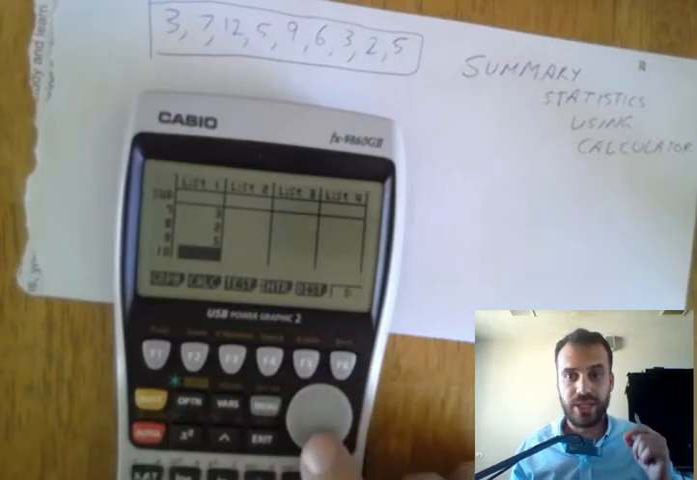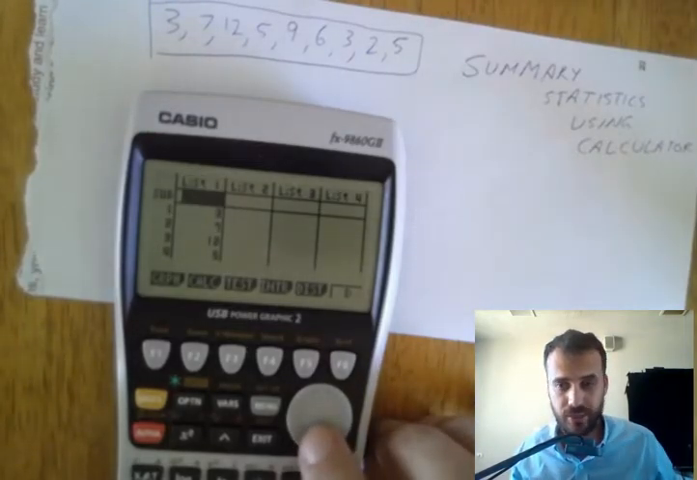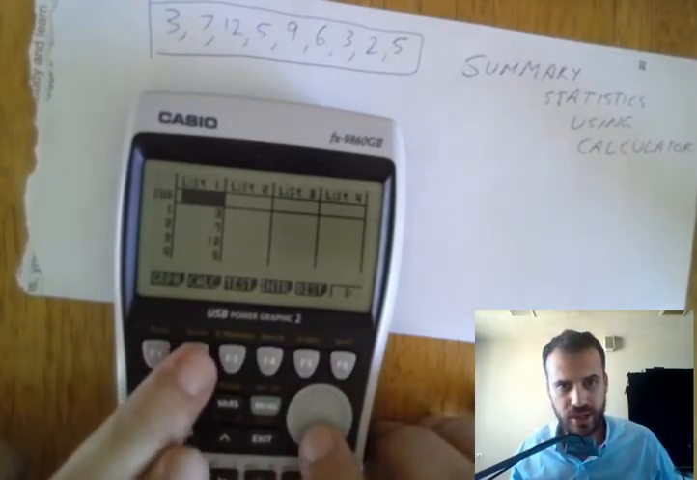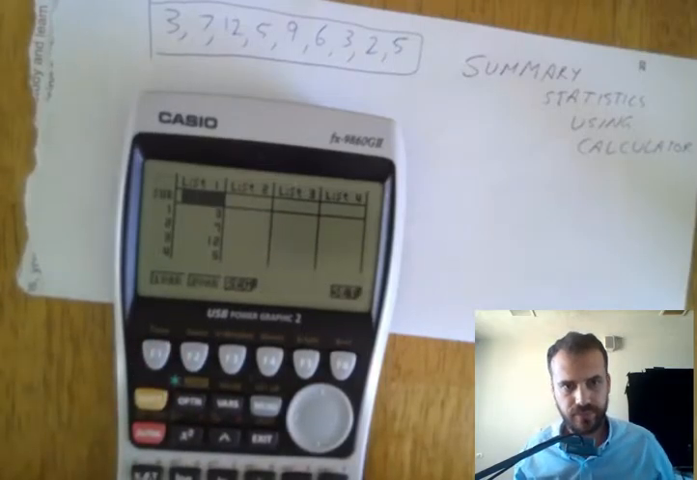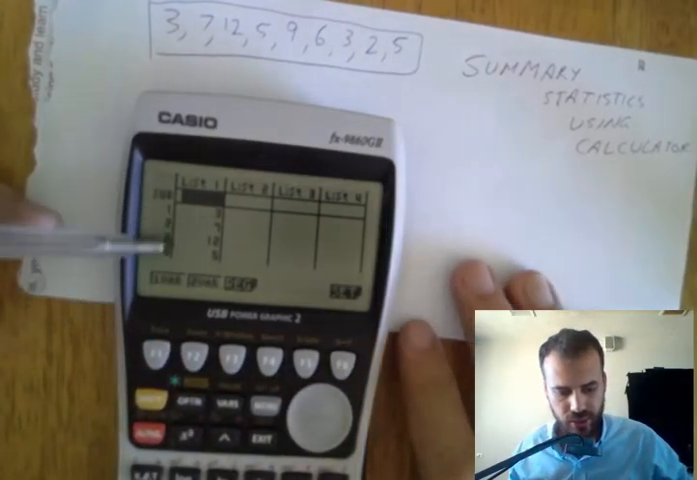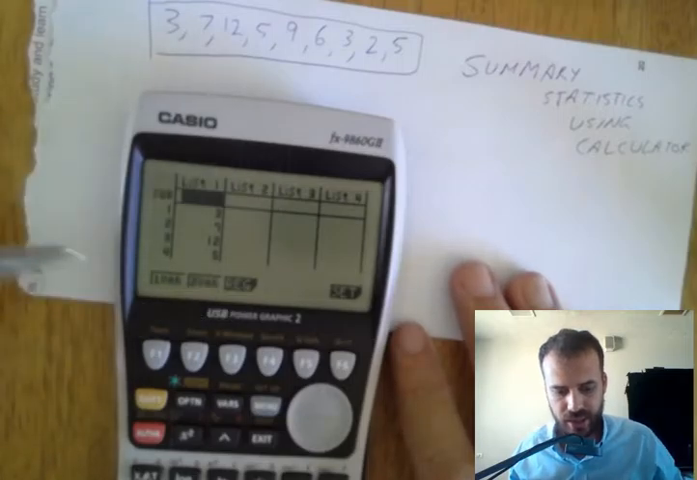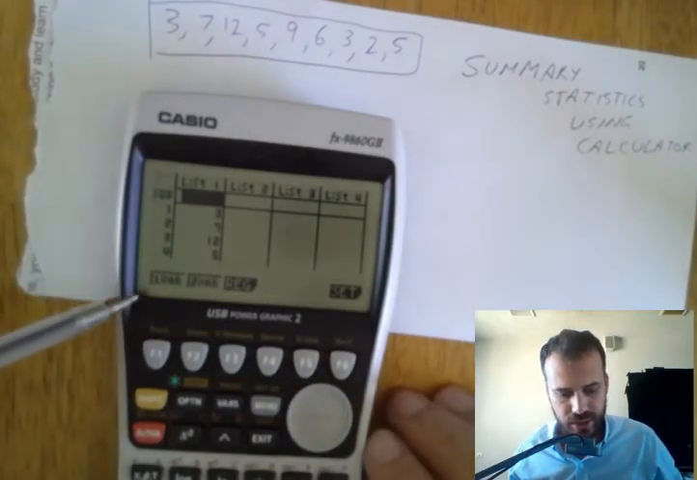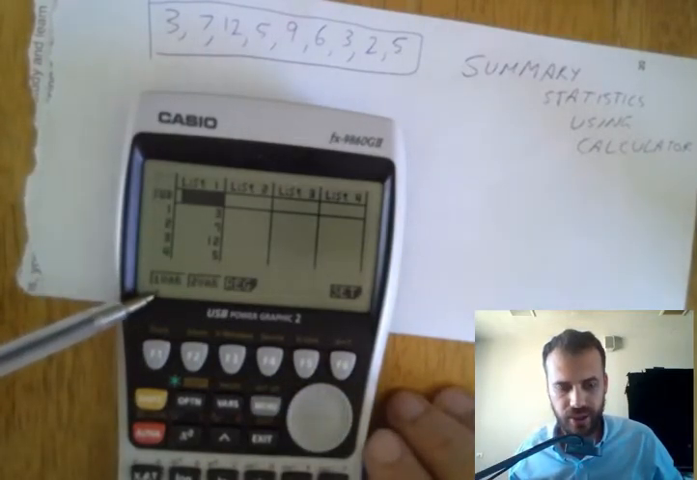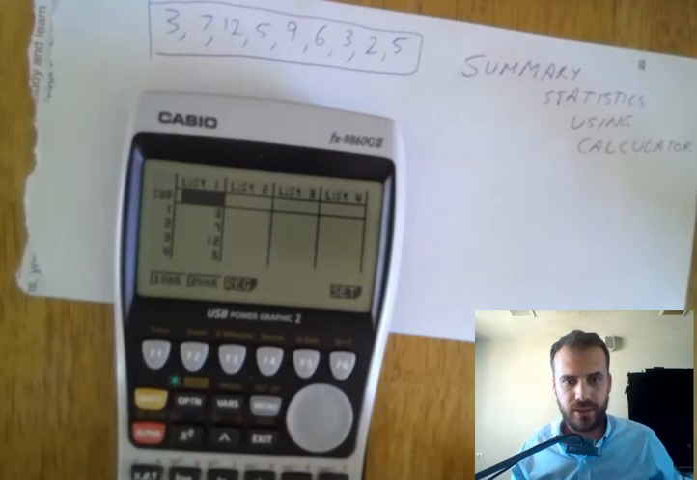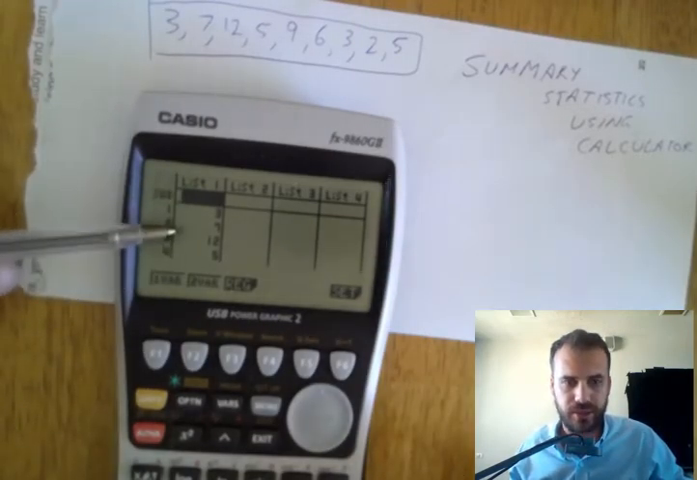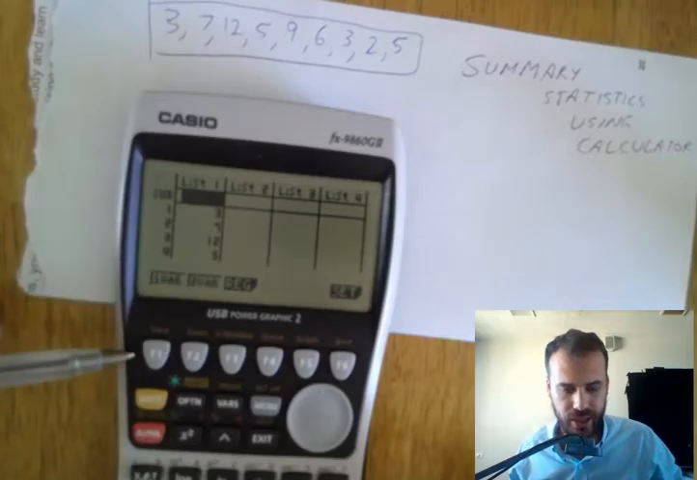And then I'm going to calculate my summary statistics, and I'm going to use the calculation button to do it. Now when we get to this, we're not done yet. This is going to be called one variable data. This is called one variable data. So I'm going to press that, one variable, the F1 button here.